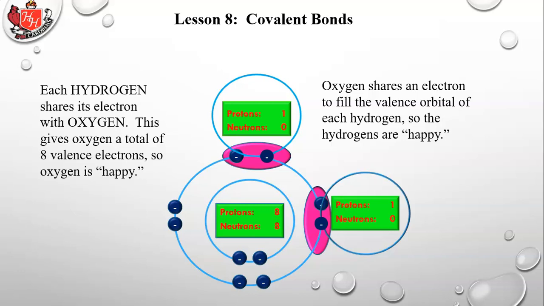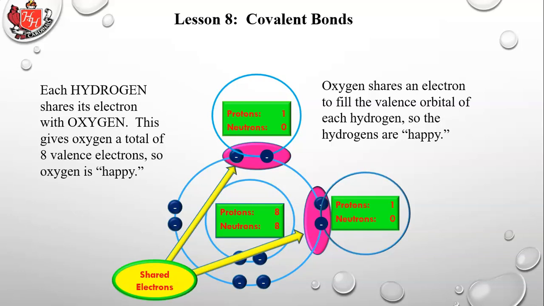And why do they do that? Because they both have relatively high ionization energies. They don't give up their electrons. On the other hand, they do want to pull in outside electrons. And so since they're not capable of pulling electrons away from each other, they just come together and share electrons. So those are the shared electrons.